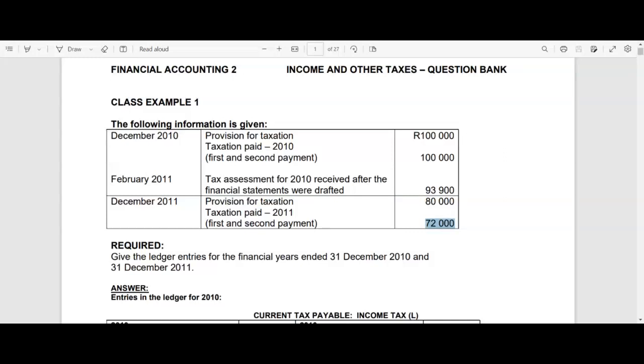You are making provisional payments. I'm just reminding you. Yes.